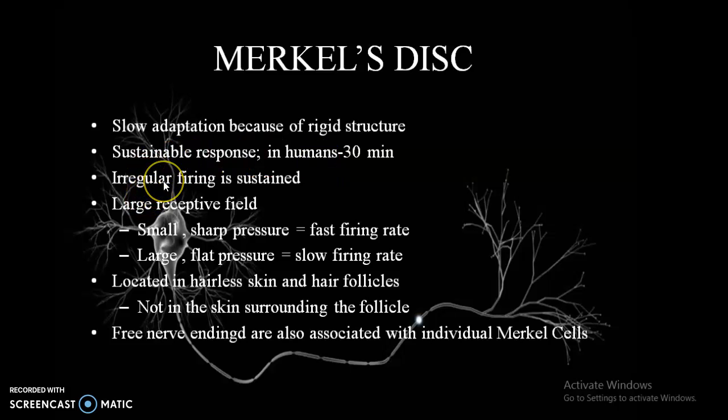The electrical impulses fired by Merkel's disc are irregular. A large receptive field is present. So the smaller and sharper the pressure, the faster the firing rate, and the larger and flatter the pressure, the slower the firing rate. Now Merkel's disc is usually located in the hairless skin and hair follicles, but not in the skin surrounding the hair follicles. Free nerve endings are also associated with individual Merkel cells.